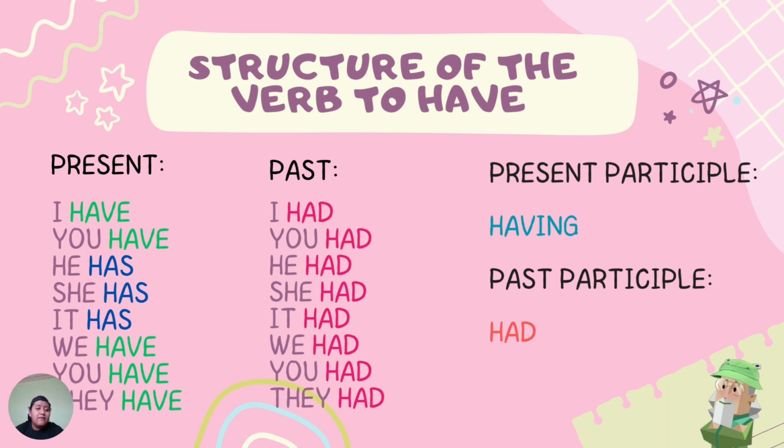The verb to have has two different forms in present, have and has. In past it has one form, had. The present participle is having and the past participle is had.